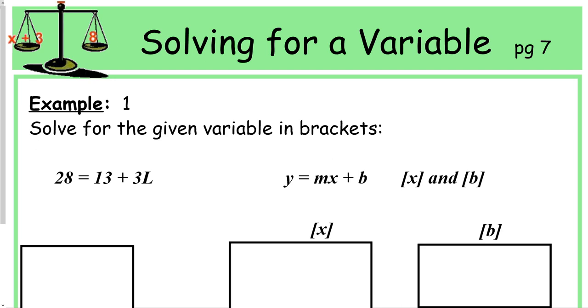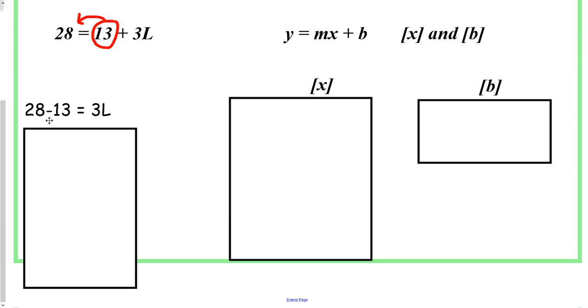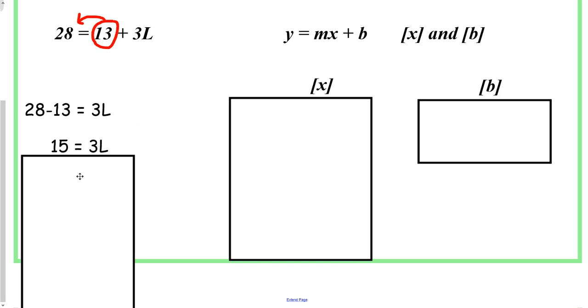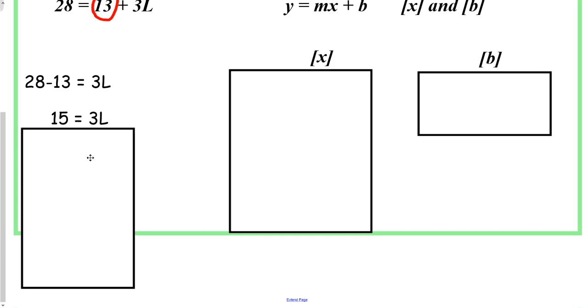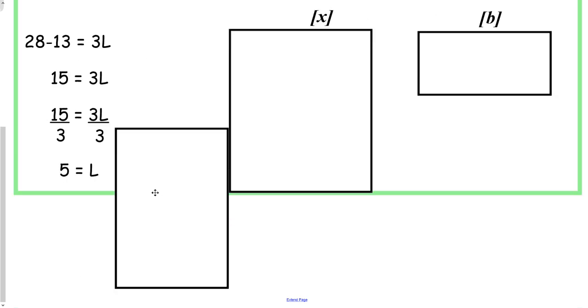So I'm going to get rid of the 13 first, and I will do that by just moving it over to the left-hand side and changing the sign. Okay, so we have 28 subtract 13 equals 3L. Okay, so if you subtract 13 from 28, you have 15, and now divide both sides by 3. Okay, so L is equal to 5.